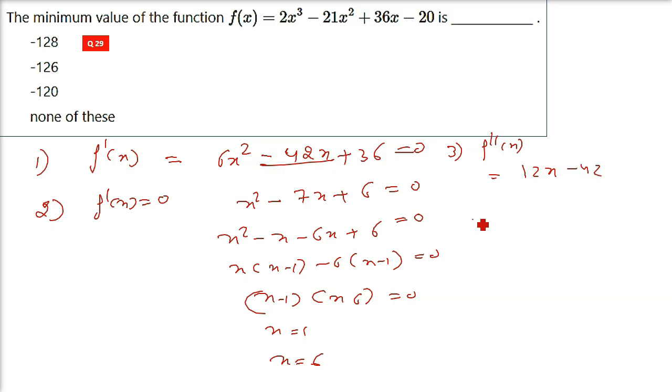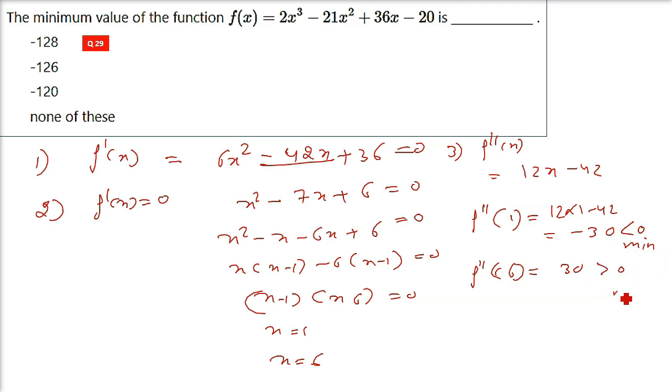But before that, we are doing double differentiation to check whether we are actually getting minimum or maximum. So at 1 and 6 both we will check in the double differentiation. The double differentiation of 6x square minus 42x plus 36 is 12x minus 42. Now I'm replacing x by 1 in one case and x equals 6 in the other. So negative 30 means minimum, and 30, which is positive, means maximum. So what will be the correct value? You have to put the 1 because you are getting minimum at 1.